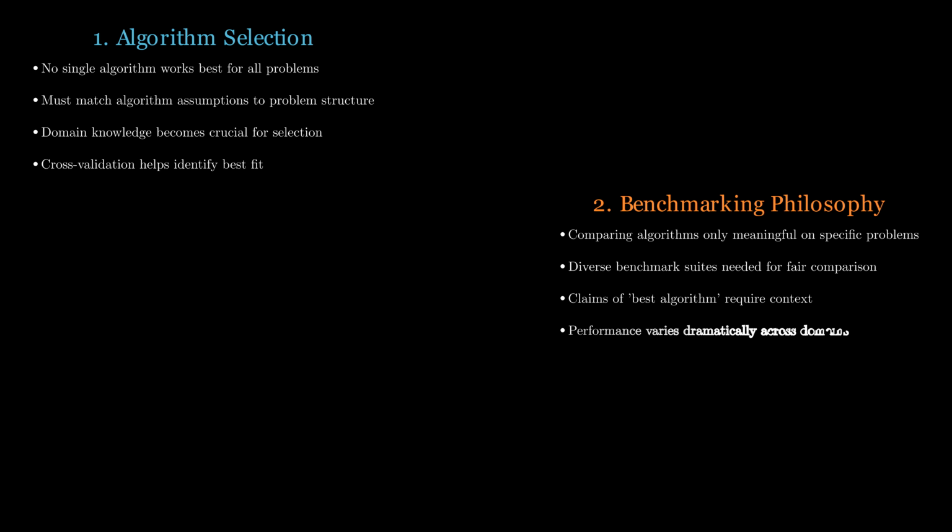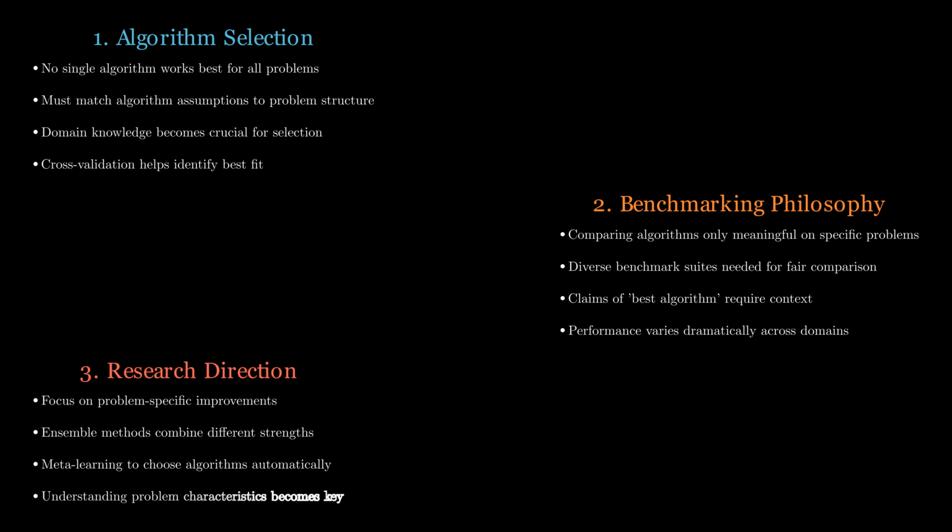First, algorithm selection becomes a matching problem. We must align algorithm assumptions with problem characteristics. Second, benchmarking requires diverse problem sets, and claims of superiority need context. Third, research focuses on problem-specific improvements, ensemble methods, and automated algorithm selection rather than seeking one universal solution.